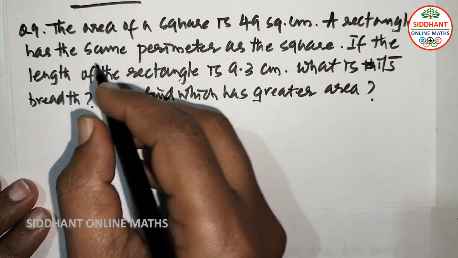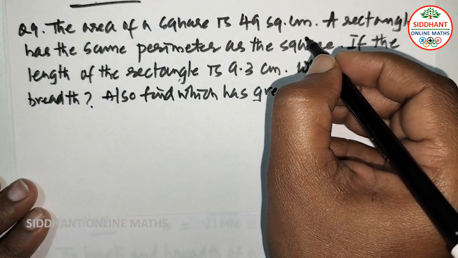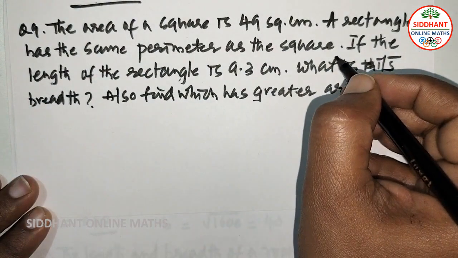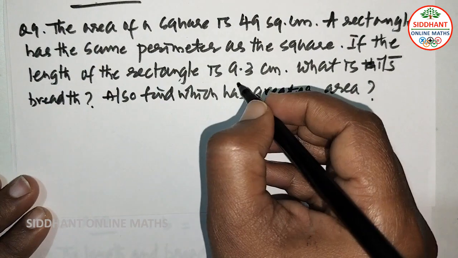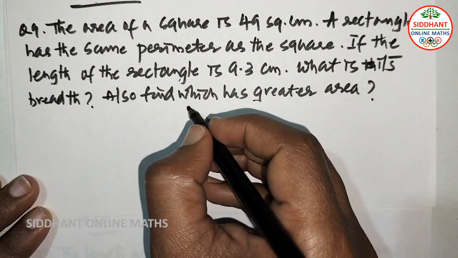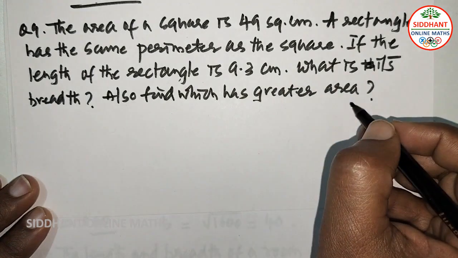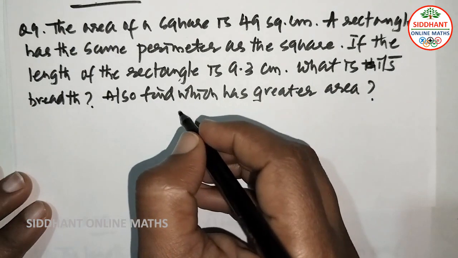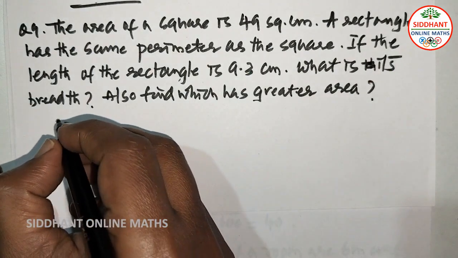Question number 9. The area of a square is 49 square centimeters. A rectangle has the same perimeter as the square. If the length of the rectangle is 9.3 centimeters, what is its breadth? Also find which has greater area. So we have here two figures, one is a square and one is a rectangle.